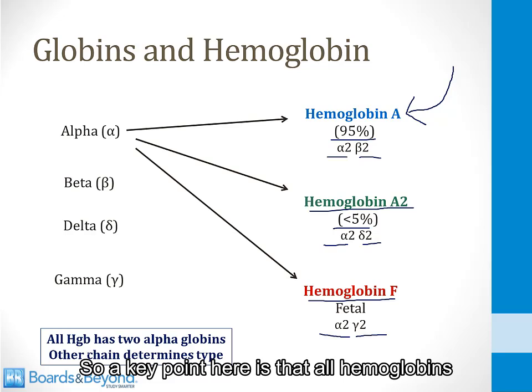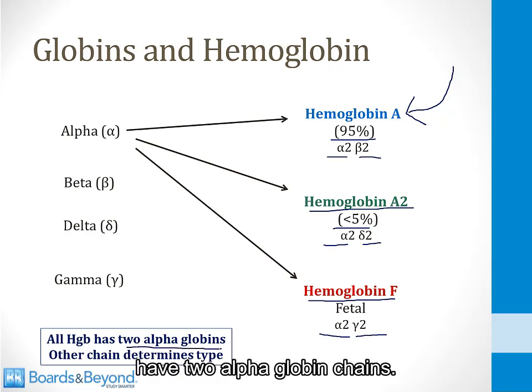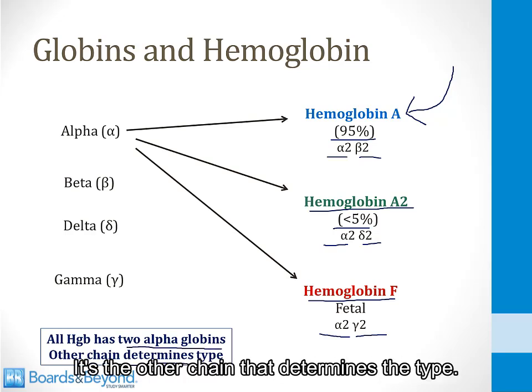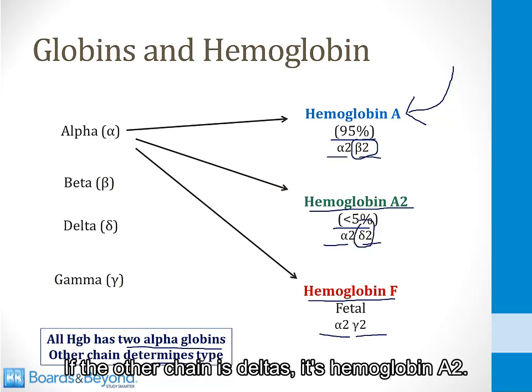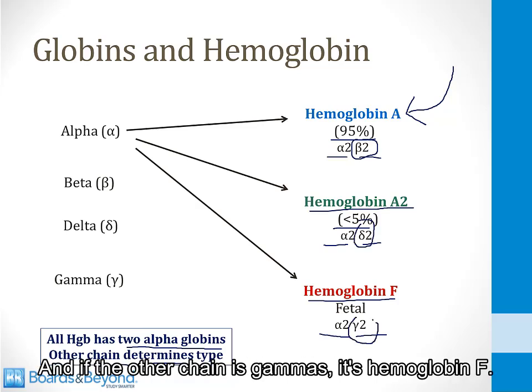So a key point here is that all hemoglobins have 2 alpha globin chains. It's the other chain that determines the type. If the other chain is betas, then it's hemoglobin A. If the other chain is deltas, it's hemoglobin A2. And if the other chain is gammas, it's hemoglobin F.